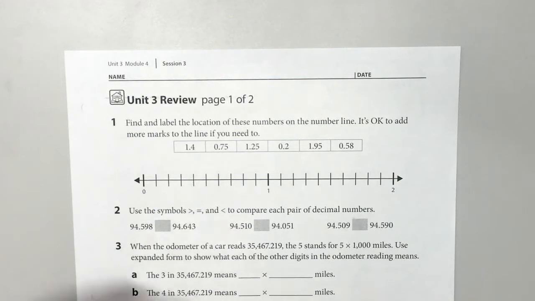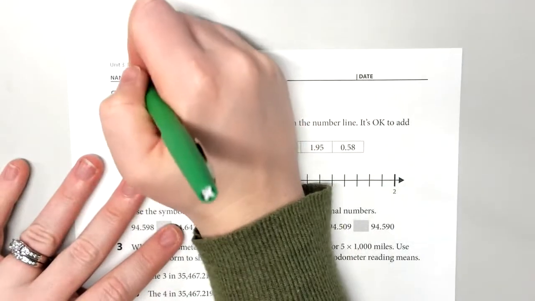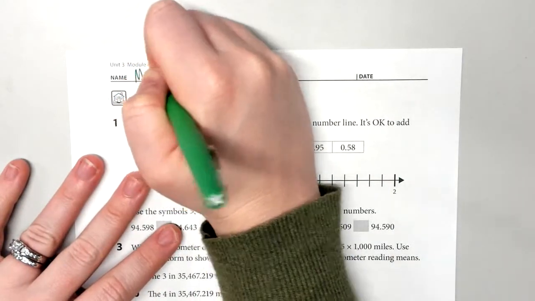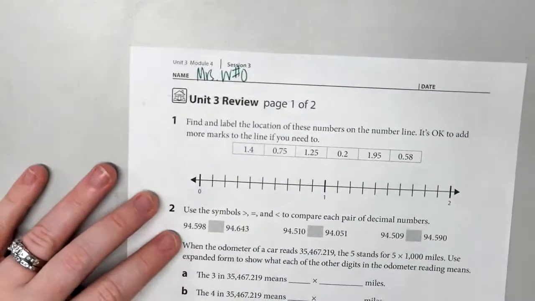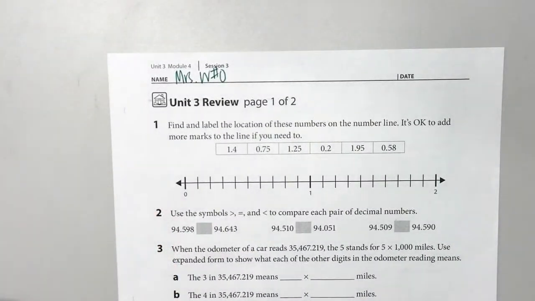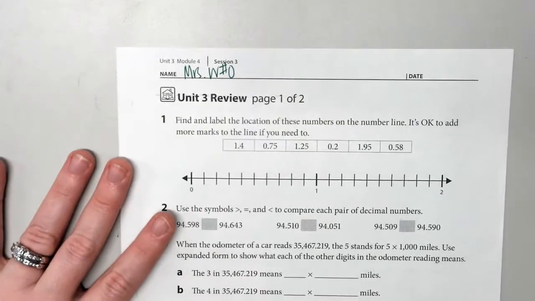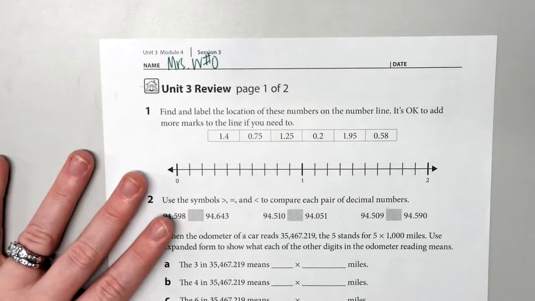Hey guys, we're working our way through the Unit 3 Review Home Connection. It is page 65 and 66. Go ahead, put your name and number at the top if you haven't, so you get credit for your hard work. All right, let's go to number 1.